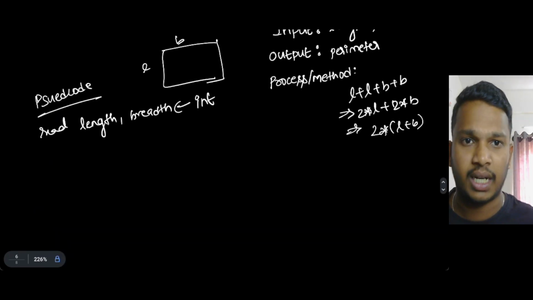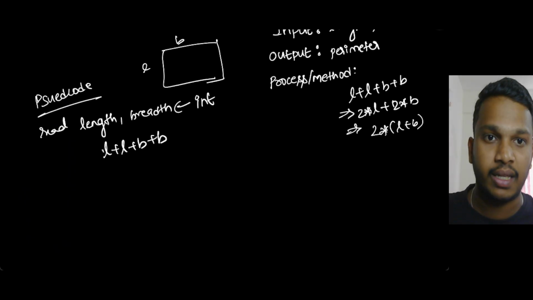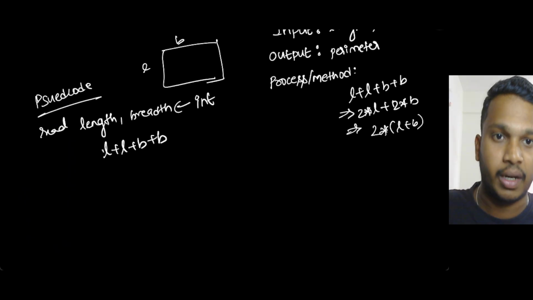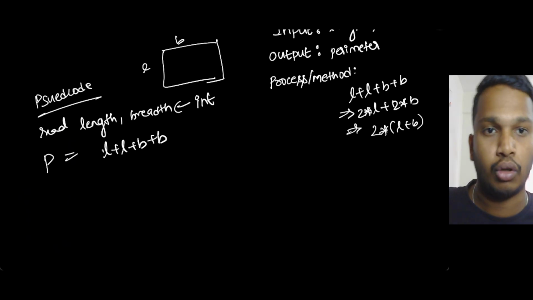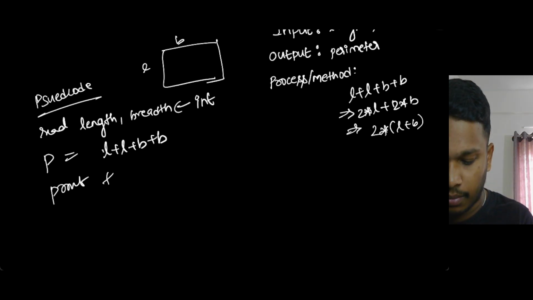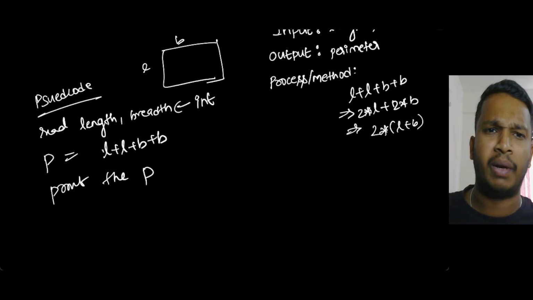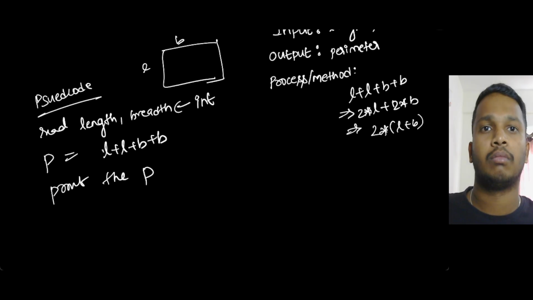Now, what is the method? L plus L plus B plus B. But if I only write it like this, the result will just go away. I should store it somewhere, so I am declaring a variable known as perimeter P. P is equal to L plus L plus B plus B. Then print the perimeter. That's all. The program is done.